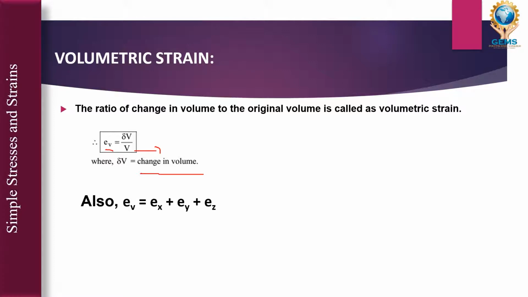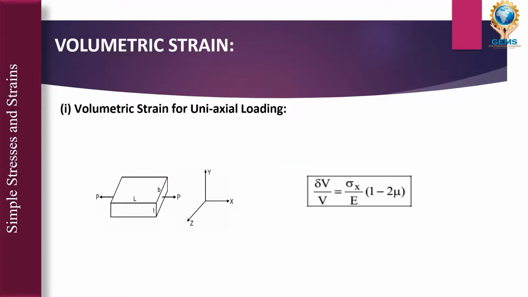We denote strain by a small e and we put V for volumetric, so this will be e_V, known as volumetric strain, equal to del V by V. That means change in volume divided by original volume. Understand? Actually, volumetric strain has three types. First one is volumetric strain for uniaxial loading. If our loads are in only one direction, then it is known as uniaxial loading.